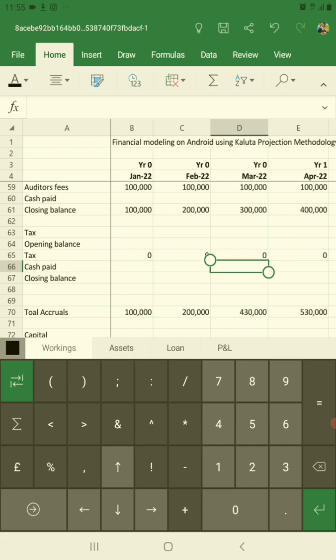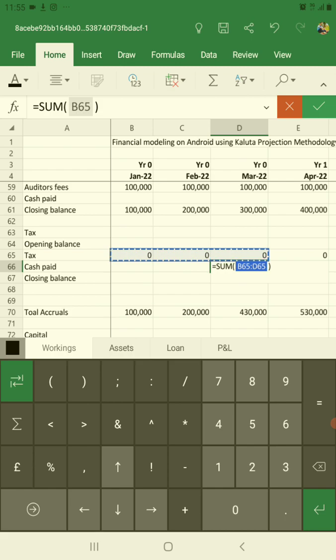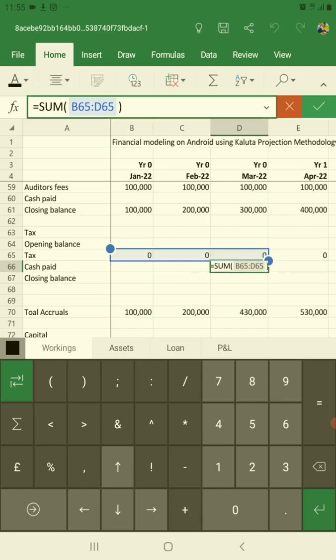So I can put the summation formula here and then start to sum from January, February, and March there. But because it is cash paid, let's start with a negative number here so that it is going to be reflected like that in our cash flow. So I put a negative number after the equal sign, negative, and then press enter.